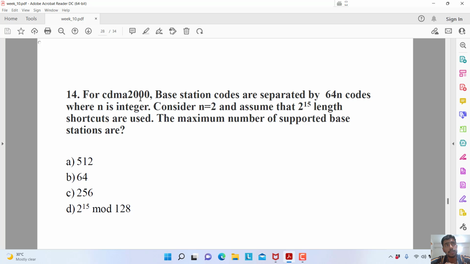Question number 14. For CDMA 2000, base station codes are separated by 64n codes, where n is an integer. Consider n equal to 2 and assume that 2 to the power 15 length short codes are used. The maximum number of supported base stations is? Here you have to calculate the maximum number of supported base stations.